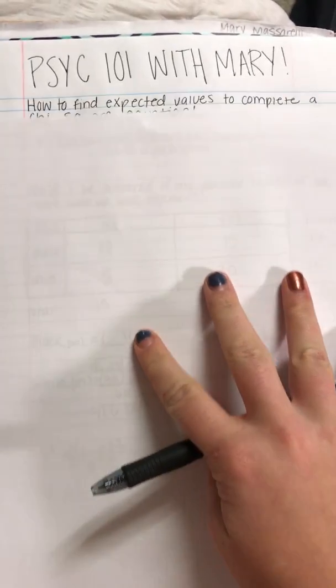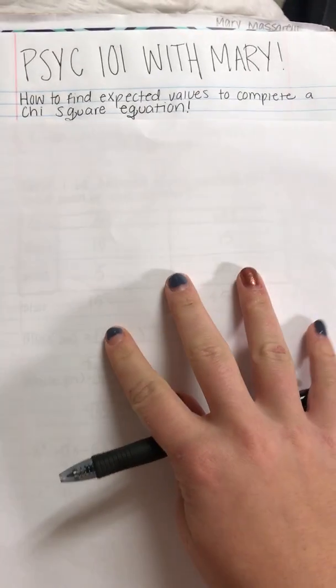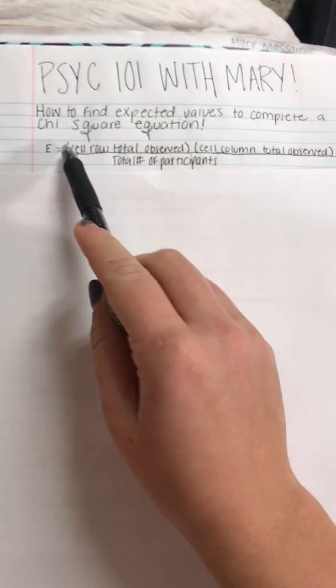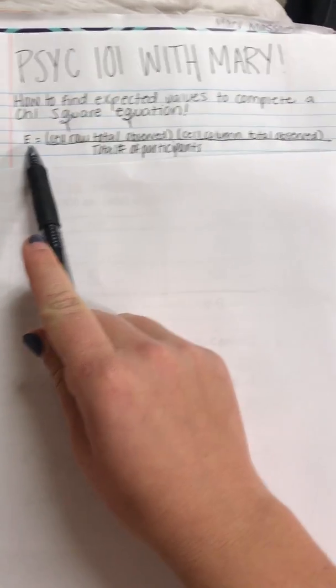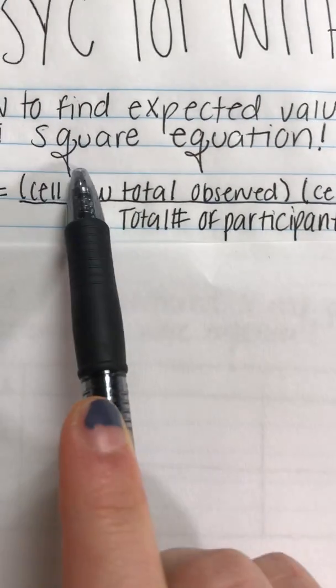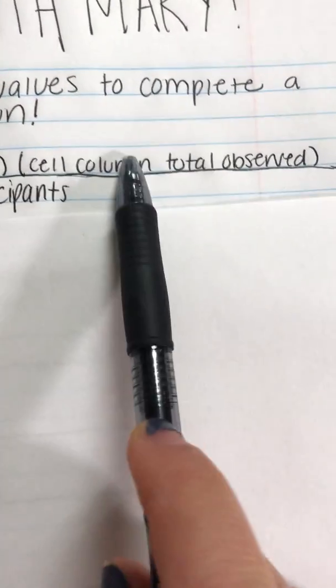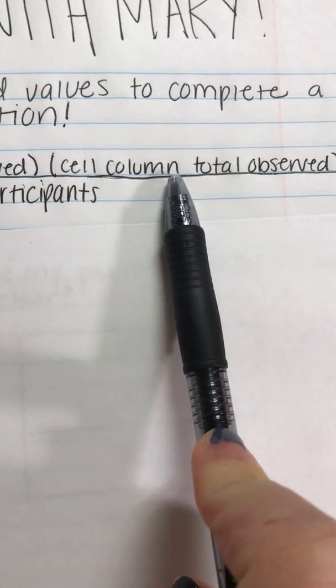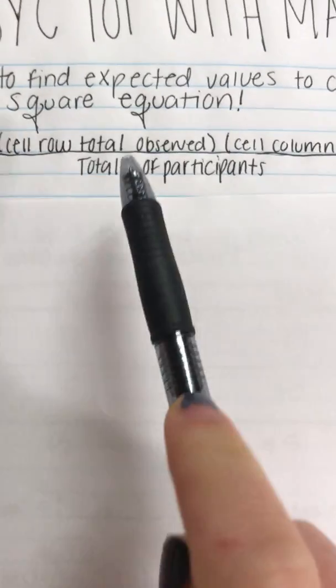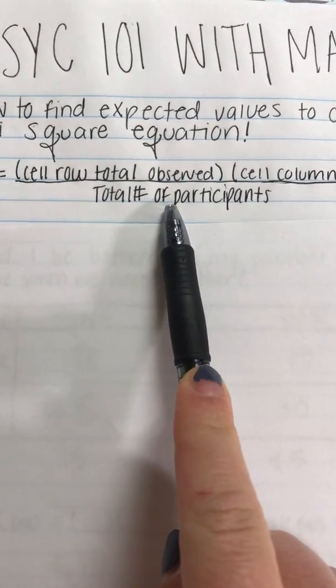Today we are going to learn about how to find expected values to complete a chi-square equation. Below I have written out the equation to find the expected value. That is what E stands for. First you have to find the cell row total observed, and then multiply it by the cell column total observed. All of this is then divided by the total number of participants.